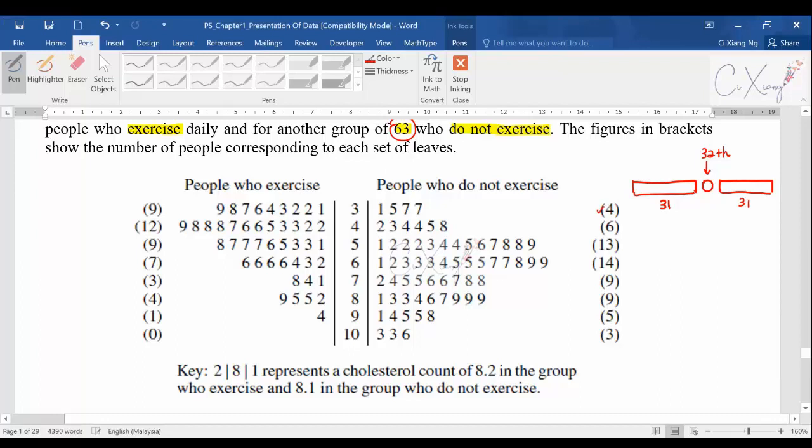So the first one is 4 plus 6 becomes 10. 10 plus 13 is 23. After 23, you need to count already. This is 24, 25, 26, 27, 28, 29, 30, 31, 32nd. So this is my 32nd value from the set of data.